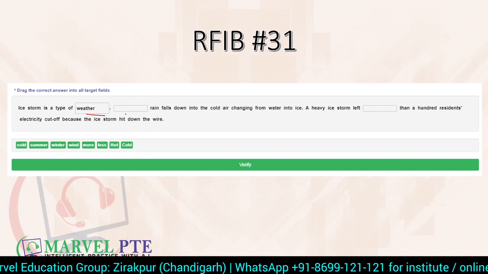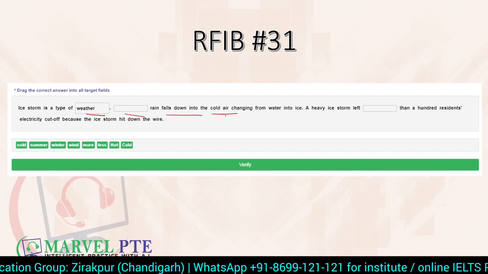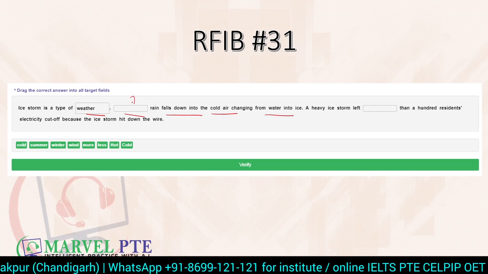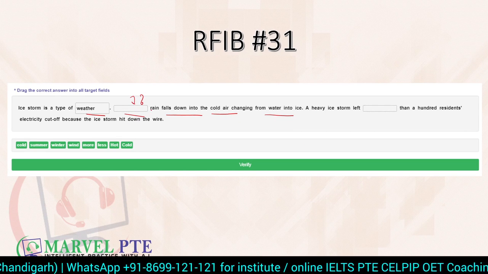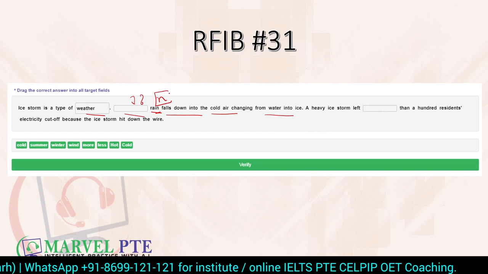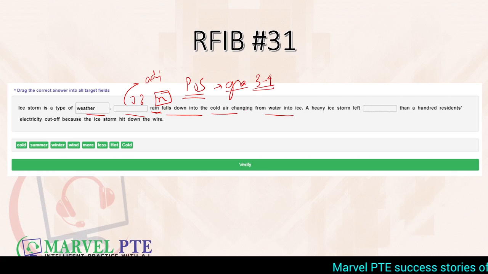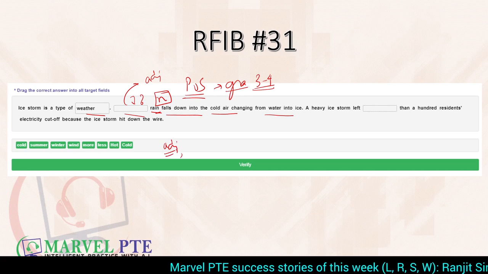And now let's see the second blank. Rain falls down into the cold air changing from water into ice. So now you have to answer what kind of rain. What is rain? A noun. What is used before a noun? An adjective. Parts of speech, a very important concept which we teach to our students. We have around 3-4 lectures dedicated to parts of speech because they are so important. Now you have to see which of these are adjectives, and we are going to keep adjectives and eliminate other ones.